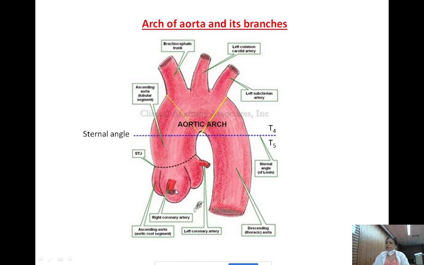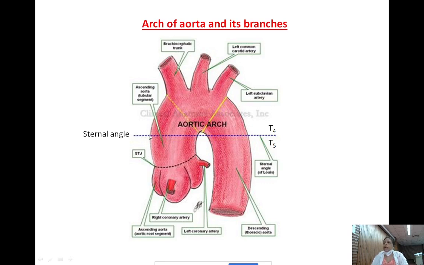And from these sinuses, the coronary arteries arise. There are two coronary arteries, the right coronary artery and the left coronary artery. The right coronary artery takes origin from the anterior aortic sinus, and the left coronary artery takes origin from the left posterior aortic sinus. The right posterior aortic sinus doesn't give origin to any coronary artery, so this sinus may be known as the non-coronary sinus.